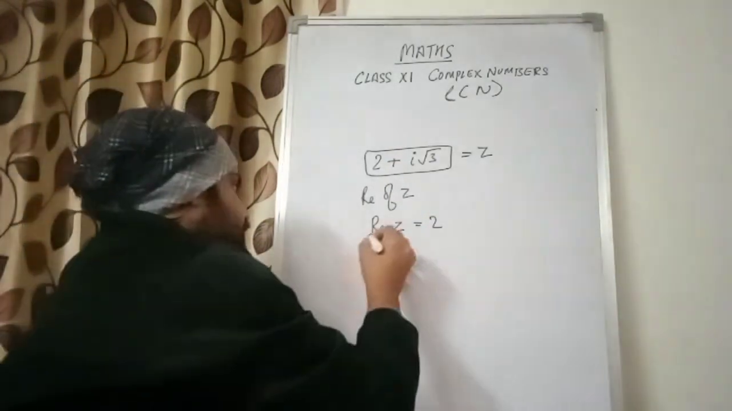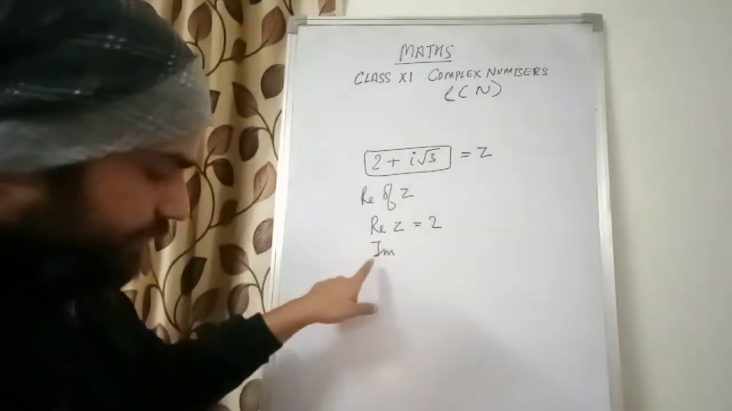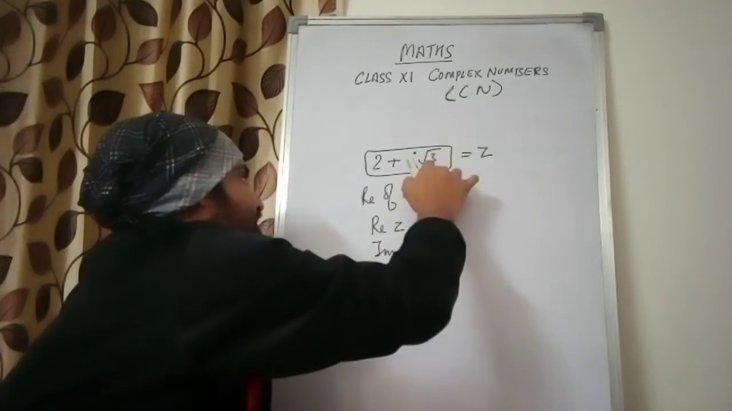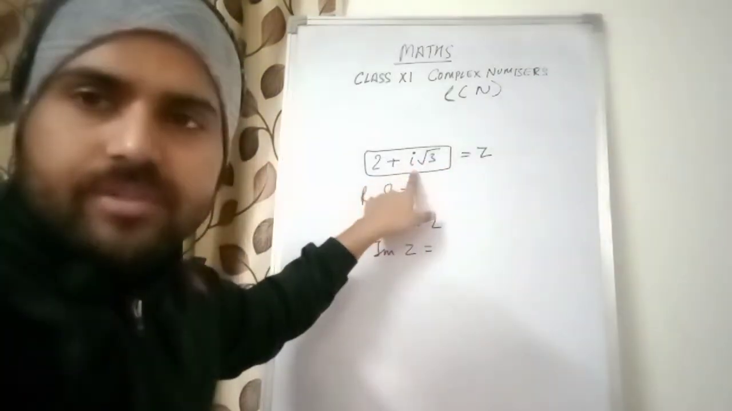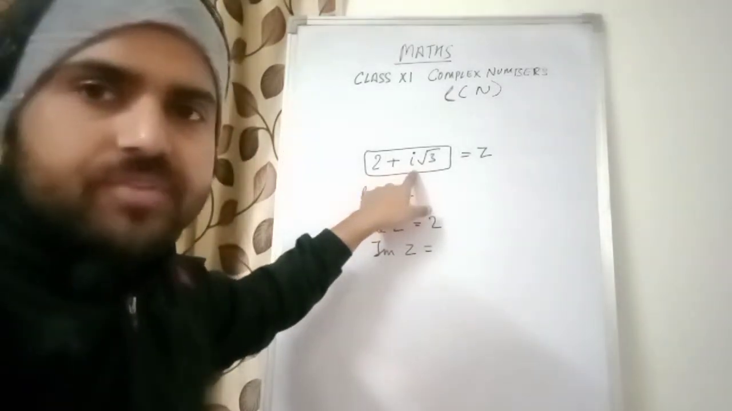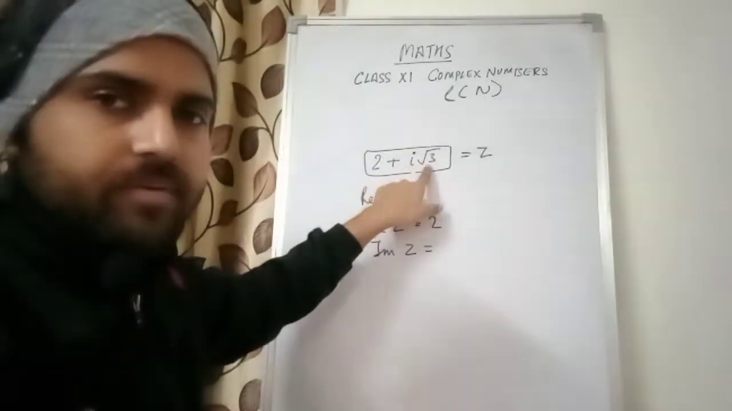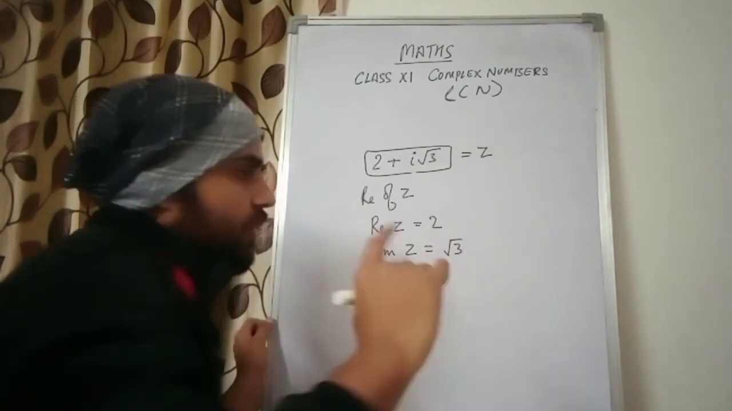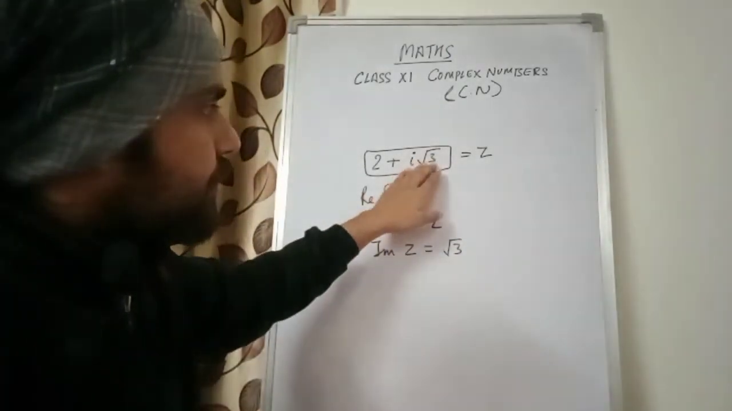If I say imaginary part of Z, Im stands for imaginary. Okay, imaginary part of Z, you have to just write this number, you don't have to write this i, because i itself denotes imaginary. So if I ask what is the imaginary part of this complex number, you have to just write the number, whatever number is there. So it will be root 3.